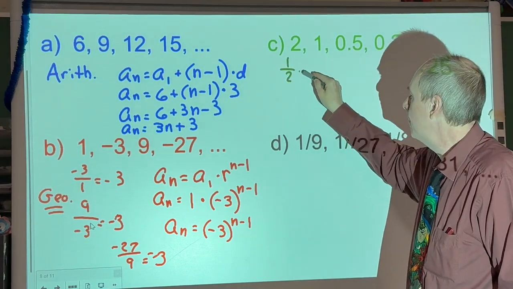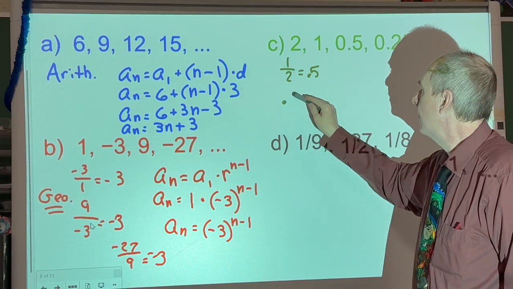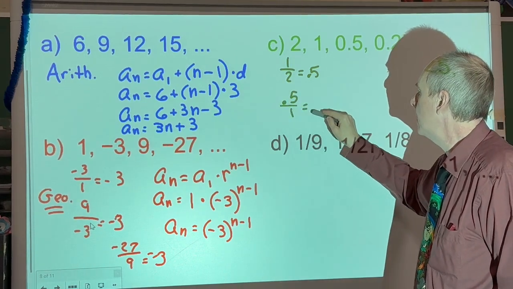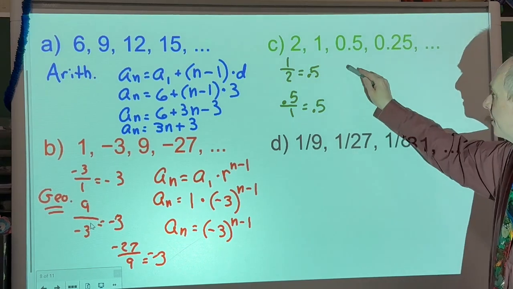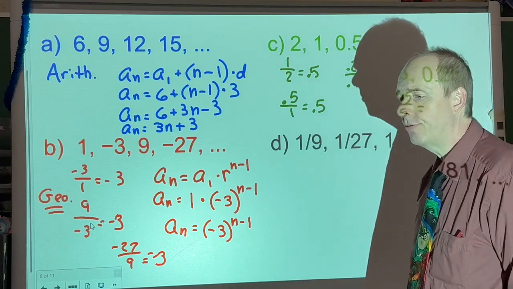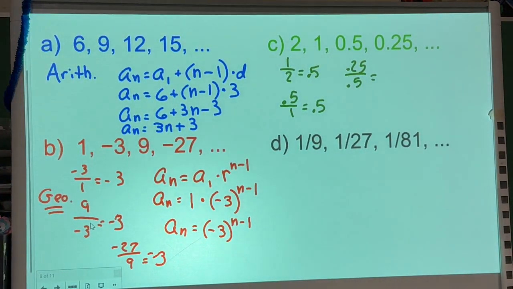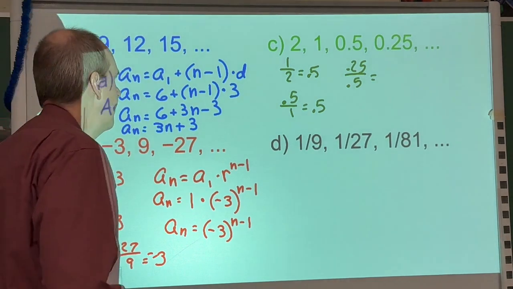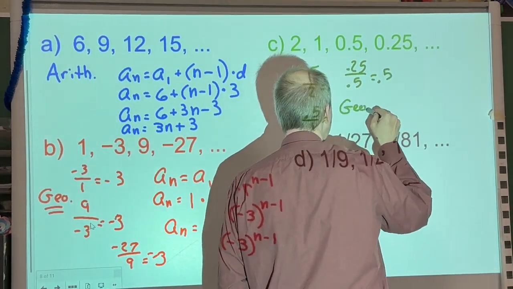1 divided by 2 is 0.5. 0.5 divided by 1 is 0.5. The question remains, is 0.25 divided by 0.5 equal to 0.5 also? If you're not sure, put it in your calculator, find out. 0.25 divided by 0.5 is also 0.5. So we have a common ratio, makes this geometric.